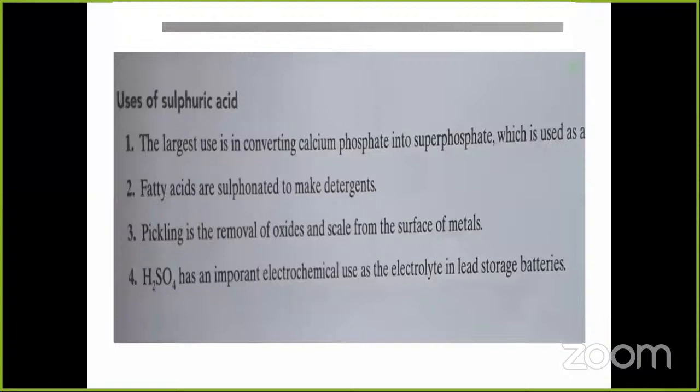Yesterday మనం ఇందాక చూసాం superphosphate of lime లో the key role is chamber acid. Chamber acid nothing but sulfuric acid. And fatty acids are sulfonated to make detergents లో యూజ్ చేస్తారు. And pickling is the removal of oxides and scale from the surface of metals. And H2SO4 has an important electrochemical use, the electrolyte in the lead storage batteries. మన బ్యాటరీలలో యూజ్ చేసే యాసిడ్ కూడా this one, H2SO4.